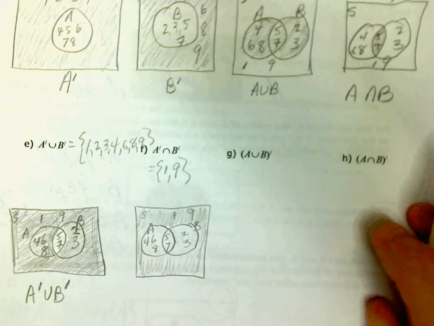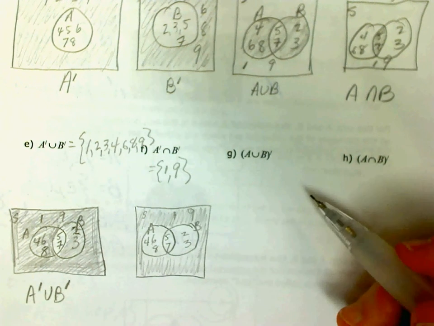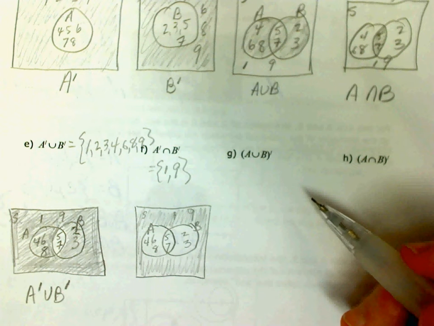Is A naught its own set? Yeah. So if A naught and B naught is its own set, no, then it wouldn't work with the Venn diagram.